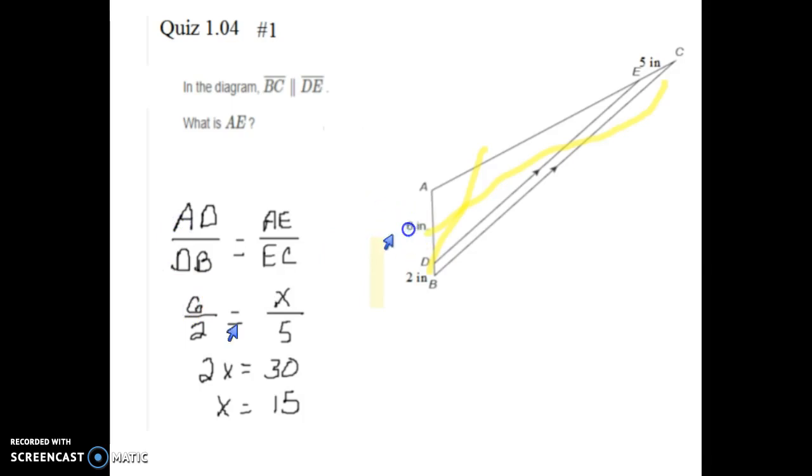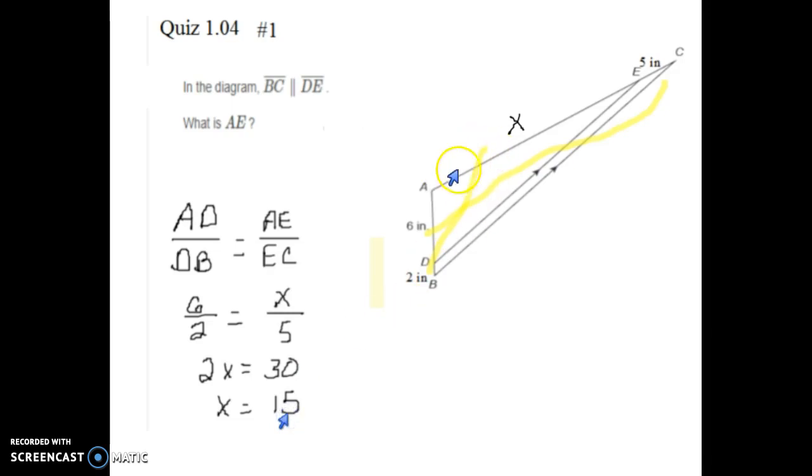Plug in what we were given. So 6 over 2 is equal to, we're looking for this segment here, AE, so that's our x value, over 5. And now we can simply cross multiply. 2 times x is 2x, 6 times 5 is 30. Divide by 2, and x is equal to 15.